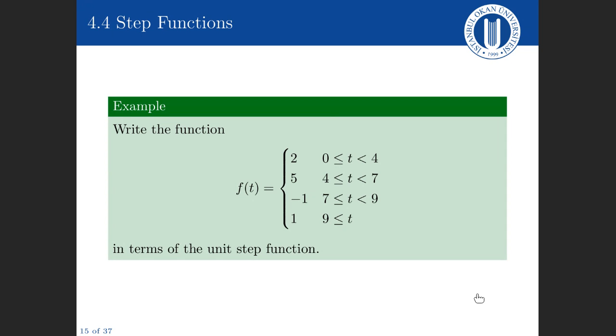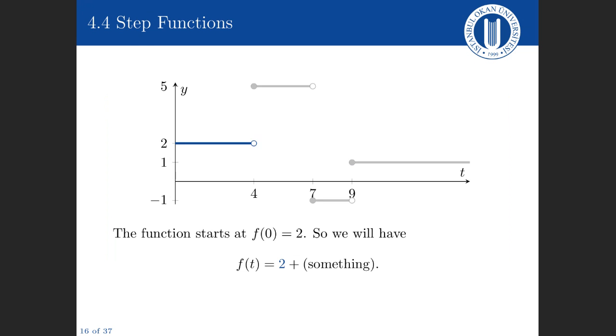Next example. Write this function in terms of the unit step function. We have a function which is 2 between 0 and 4, then it's equal to 5 between 4 and 7, it's equal to minus 1 between 7 and 9, and it's equal to 1 between 9 and infinity. We can draw the graph like this.